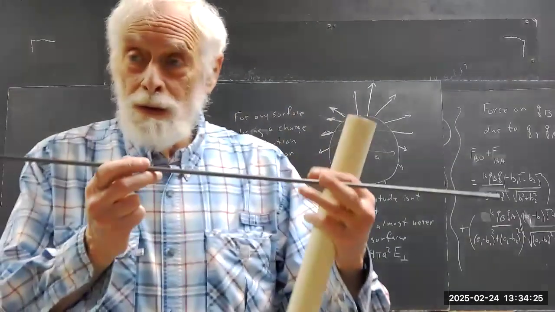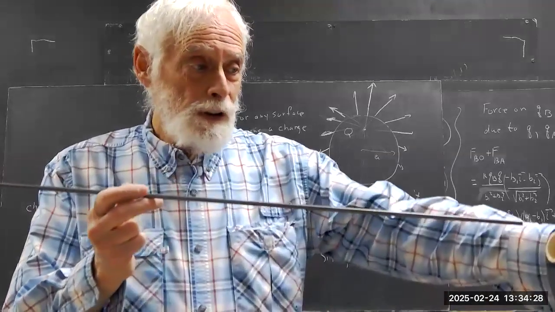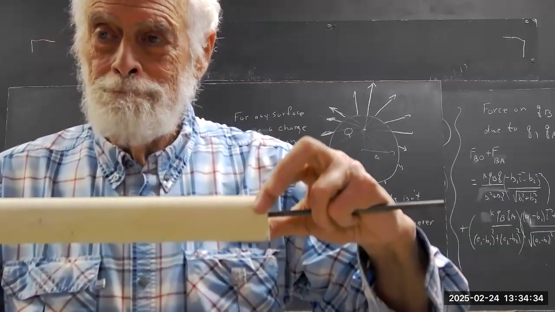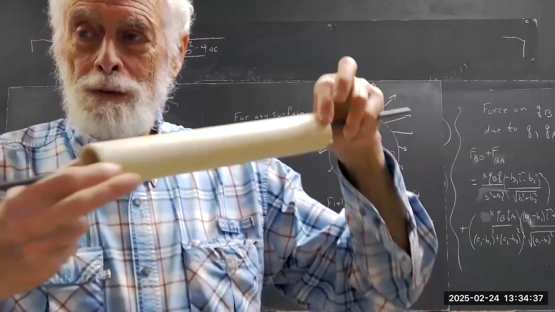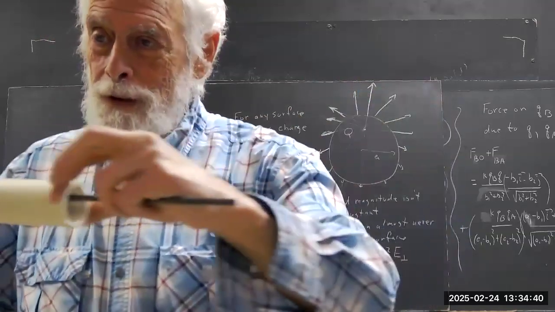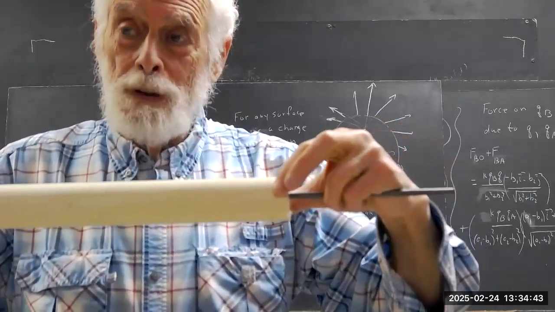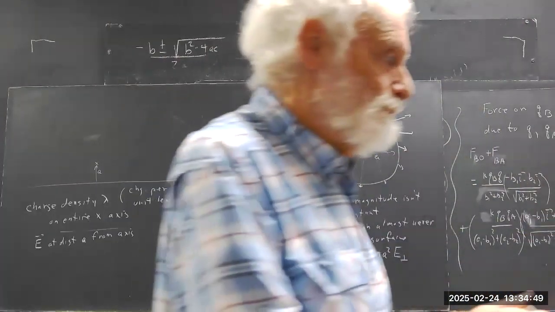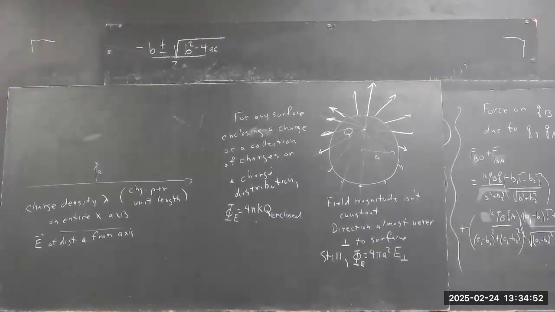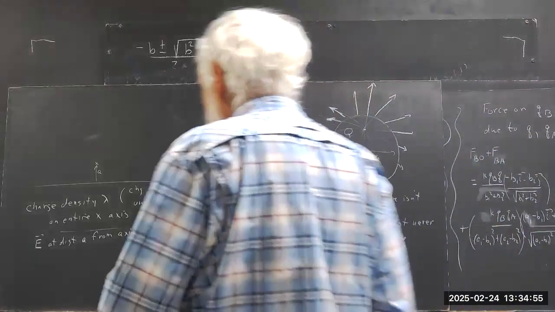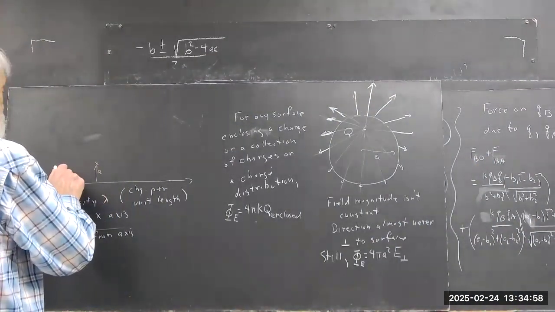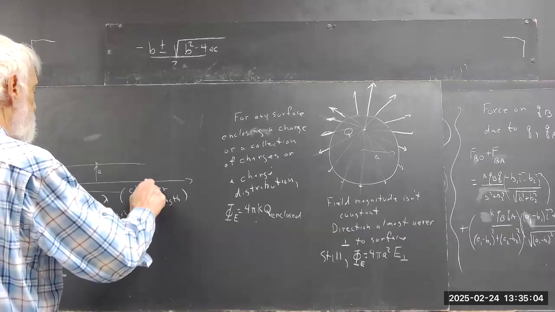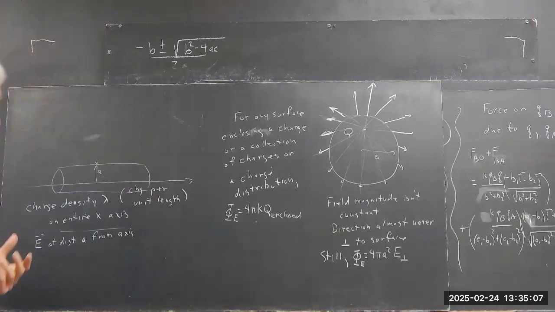Let's just say that this is a section of my axis. I take a cylinder of radius A, and I surround the axis with that cylinder. Okay, my hands are kind of in the way. You can see the axis of the cylinder is the axis containing the charge. So that's what we do. I'll just depict that. There's the cylinder, right?